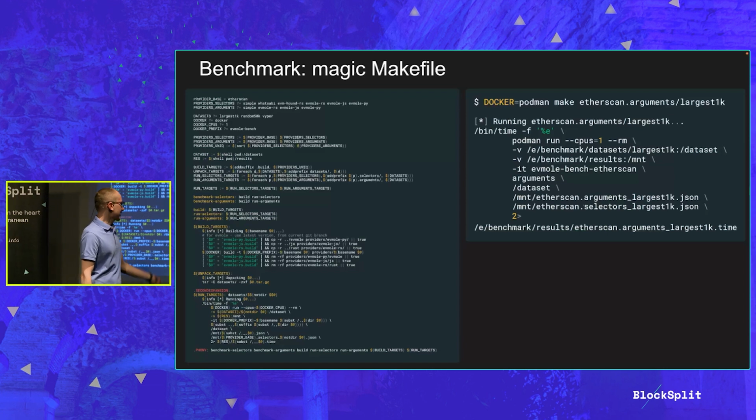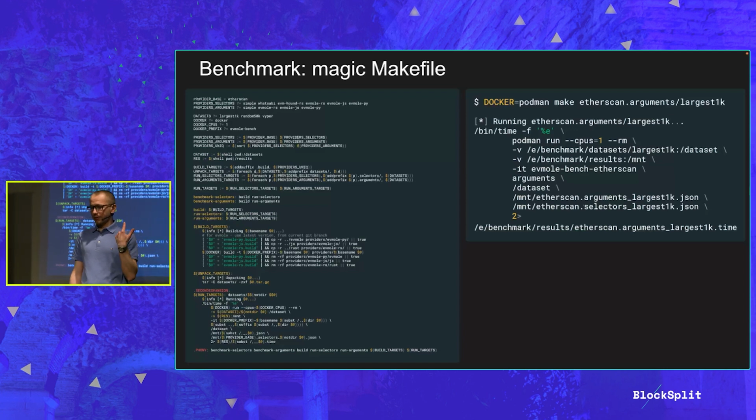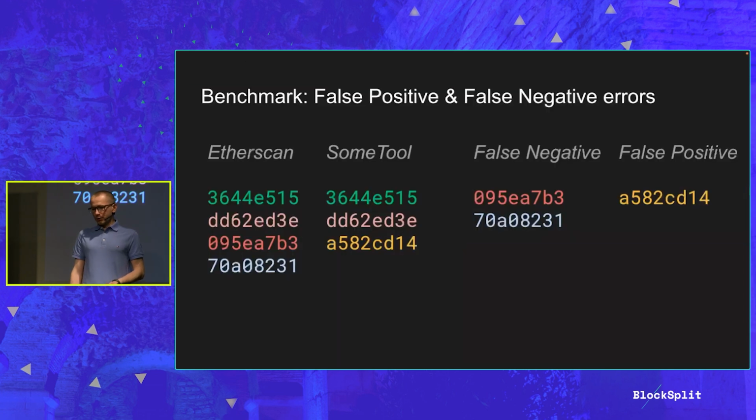It's very big. I don't expect you to read it here. It uses a lot of Makefile tricks, but finally I was able to run make etherscan.arguments/largest1k. So if I want to add one more dataset or one more provider, it's as easy as adding one new element to the first line of the Makefile. The main thing is that now we are able to make easy and reproducible benchmark results for every existing solution.